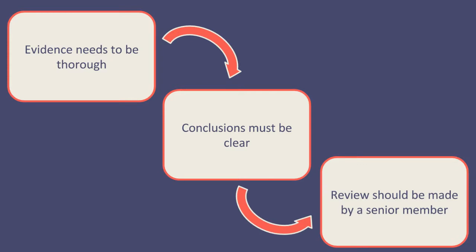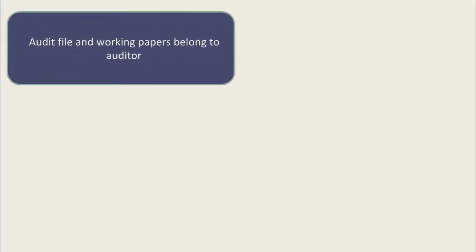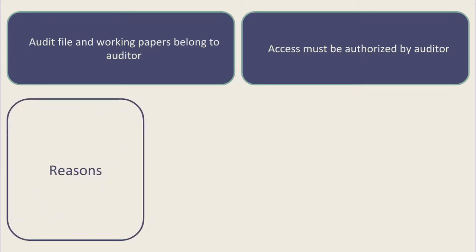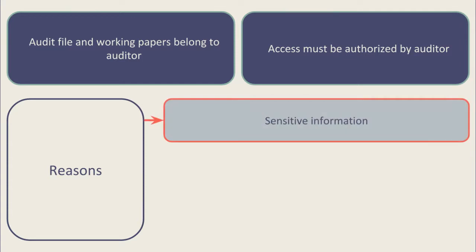The review should be made by a senior member of the audit team, and evidence of who reviewed the audit work must be shown. The audit file and all of the working papers produced by the audit team belong to the auditor. Access to the working papers is only permitted if authorization is given by the auditor. Some of the reasons for this are that some of the information held in the file will contain sensitive information about the client. They therefore have a duty to protect this.